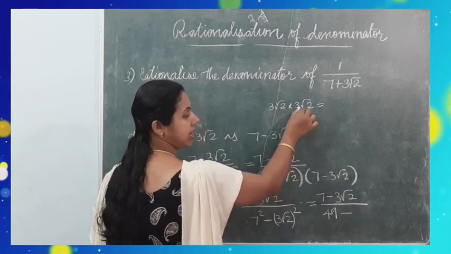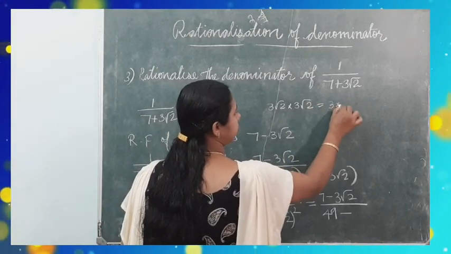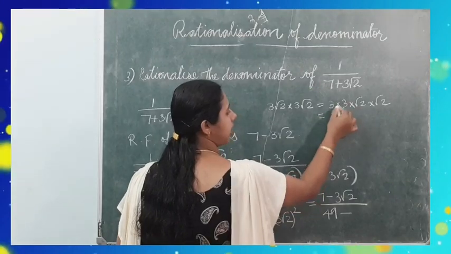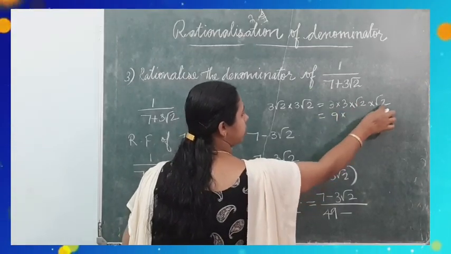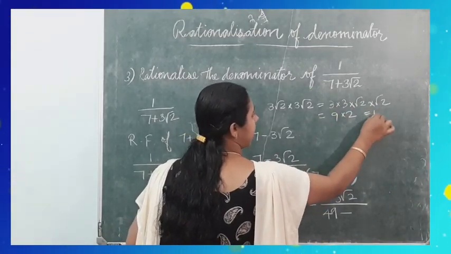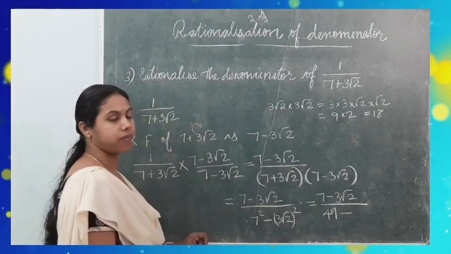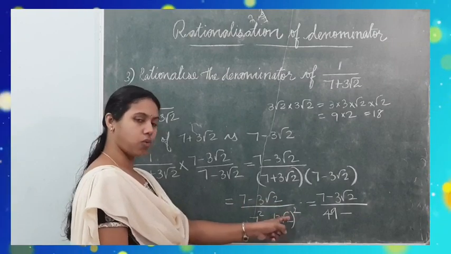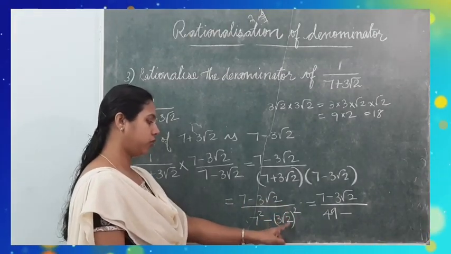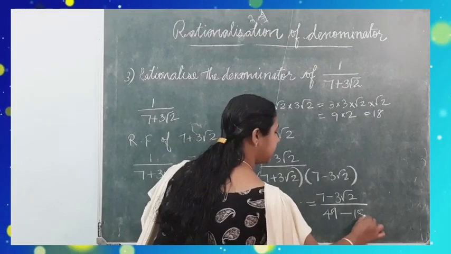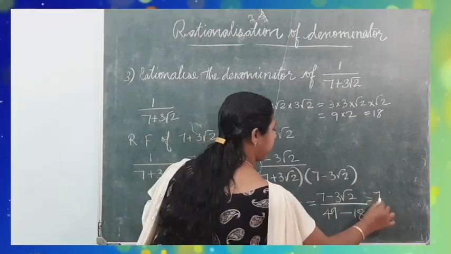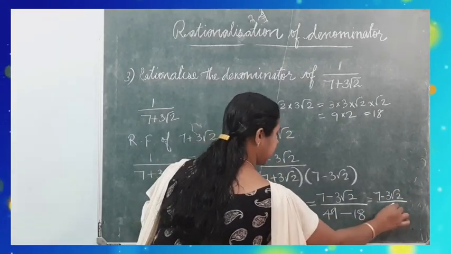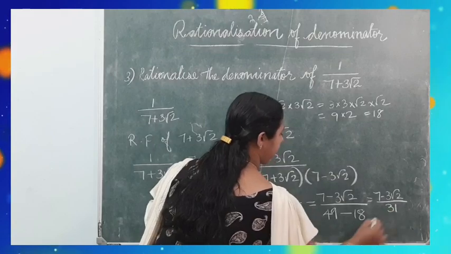Multiply the rational first. 3 into root 2 into root 2. So 3 3s are 9 into root 2 into root 2, which is 2. So 9 2s are 18. So 3 root 2 whole square, that is 3 square into root 2 whole square, 9 into 2, 9 2s are 18. Which is equal to 7 minus 3 root 2 by 49 minus 18, which is 31.